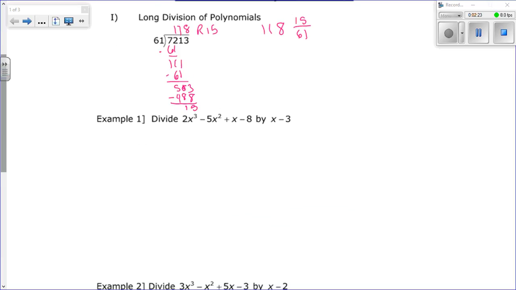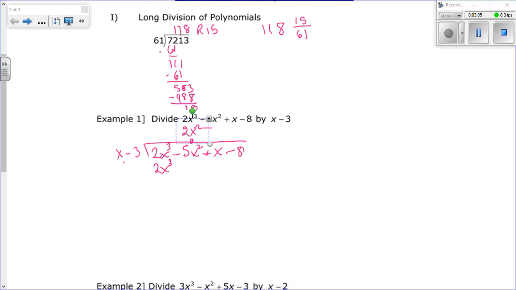So we have to divide 2x cubed minus 5x squared plus x minus 8 by x minus 3. So I'm going to put x minus 3 on the outside. And then we have 2x cubed minus 5x squared plus x minus 8. Remember, I have two terms over here, so I'm going to go over two terms. What do I have to multiply x by to give me 2x cubed? Well, that's 2x squared.